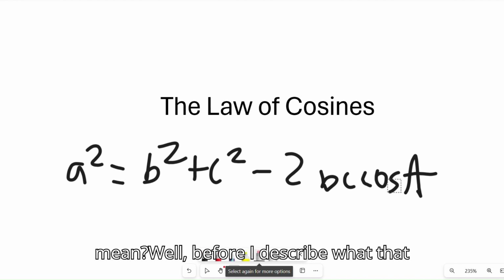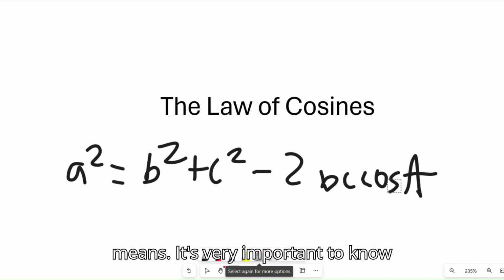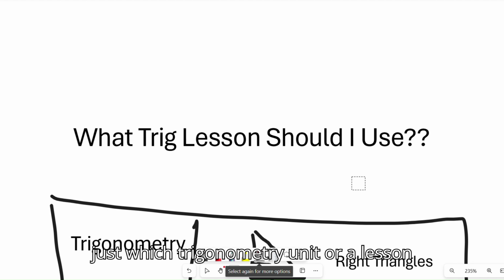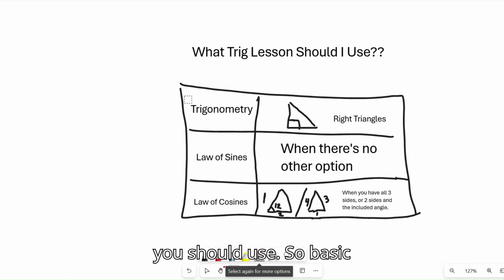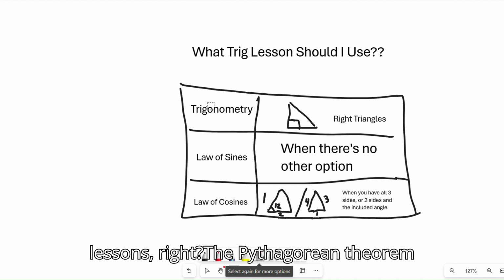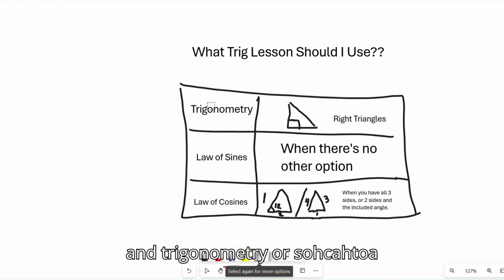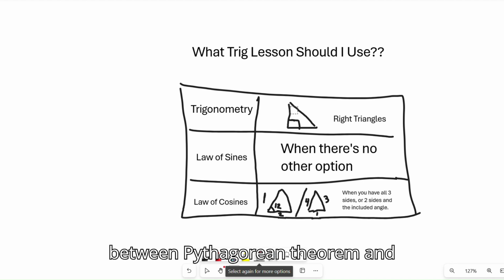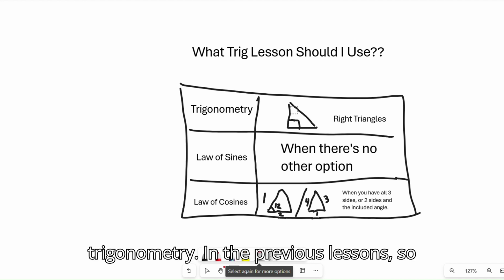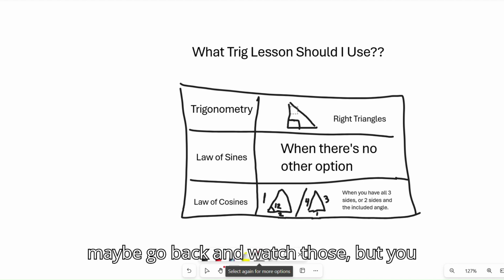Well, before I describe what that means, it's very important to know when you should use cosine, or just which trigonometry unit or lesson you should use. So, basic trigonometry, the first two lessons, right? The Pythagorean theorem and trigonometry, or SOHCAHTOA, is when you have right triangles. That's only used for right triangles, and I already described the difference between the Pythagorean theorem and trigonometry in the previous lessons, so maybe go back and watch those.